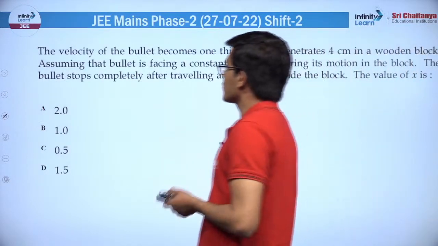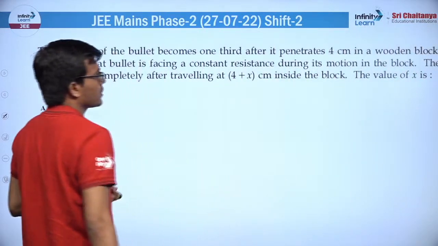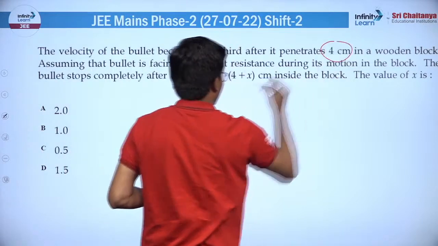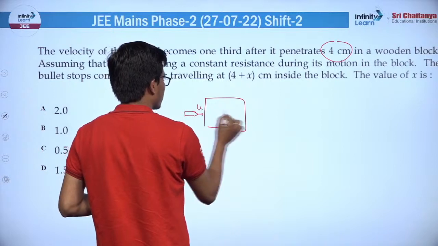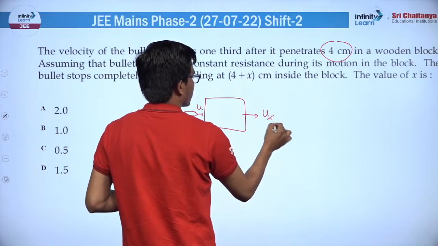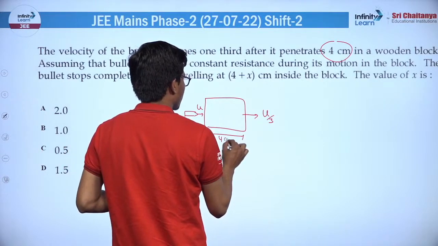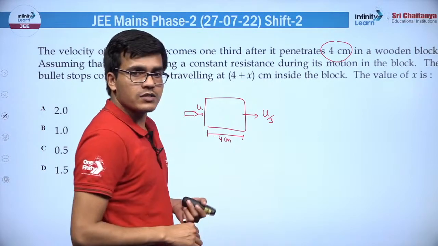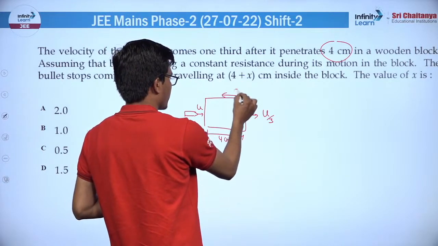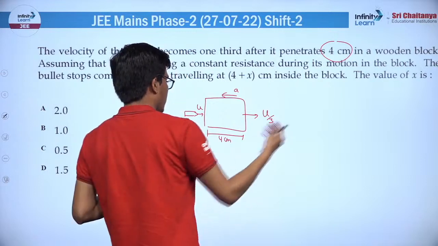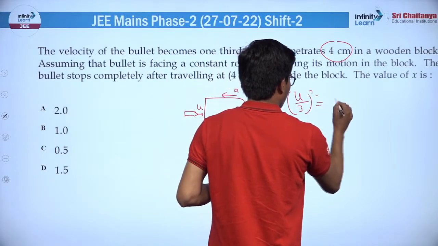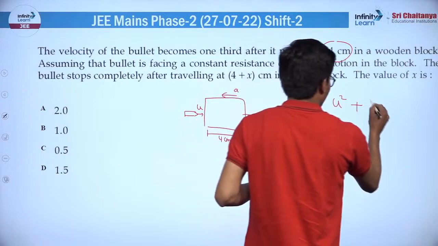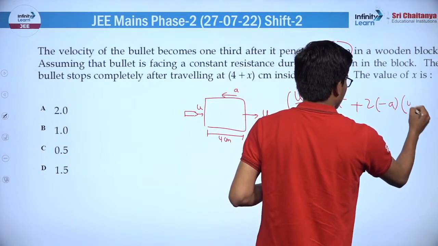Moving to the next question, the velocity of the bullet becomes 1/3 after it penetrates 4 centimeters. So let's say there is a bullet like this which is moving with a speed u and it becomes u by 3 after 4 centimeters. Right, so there must be acceleration, deceleration actually, acceleration in the opposite direction. So final speed square equals initial speed square plus 2, acceleration into length, which is 4.